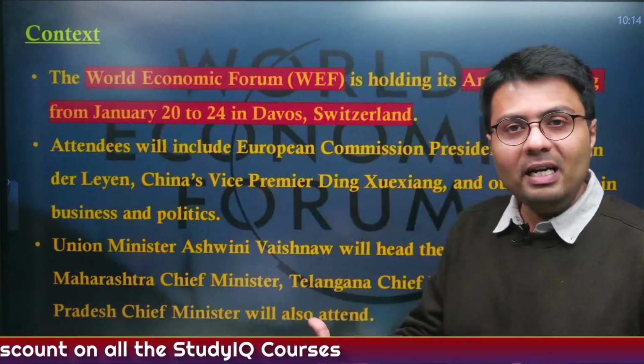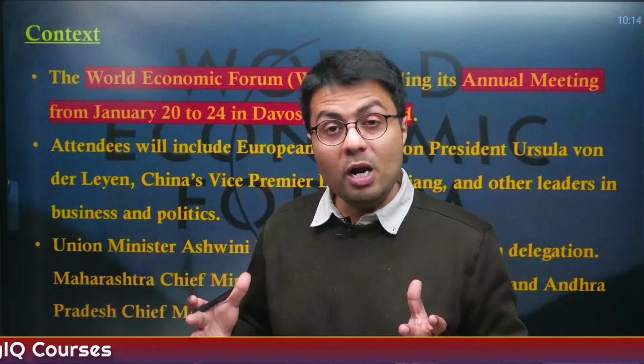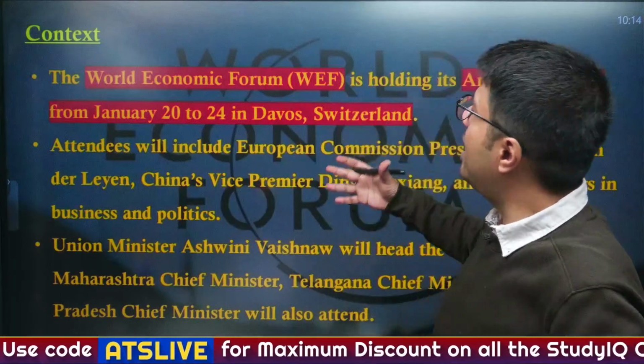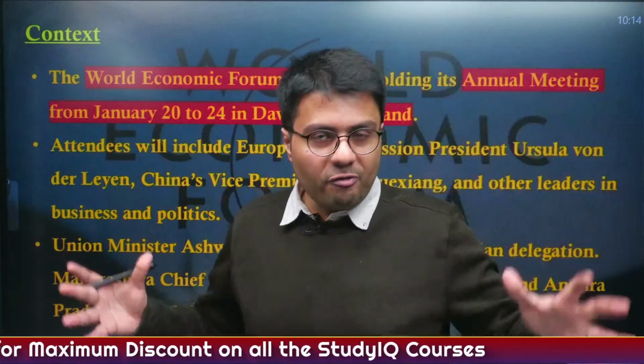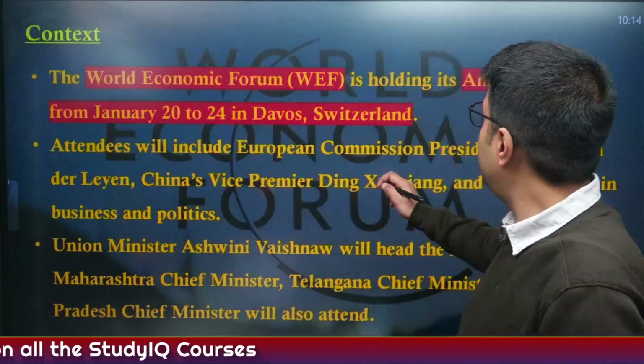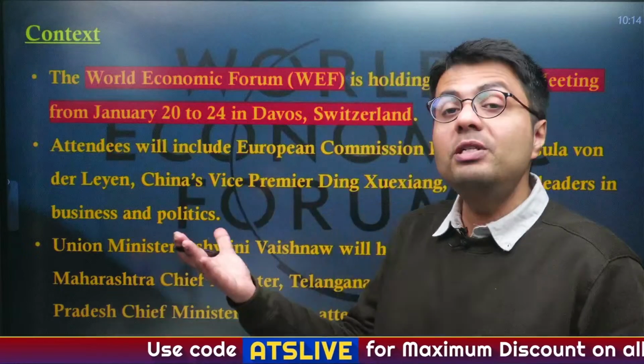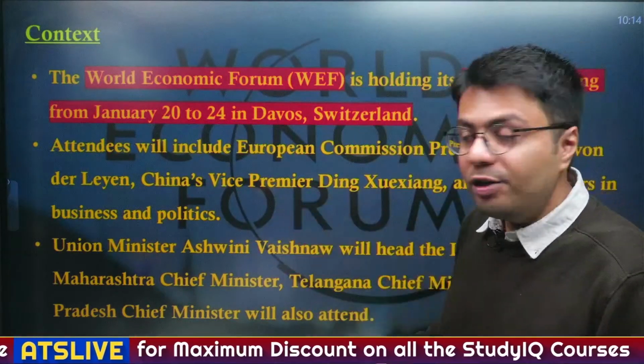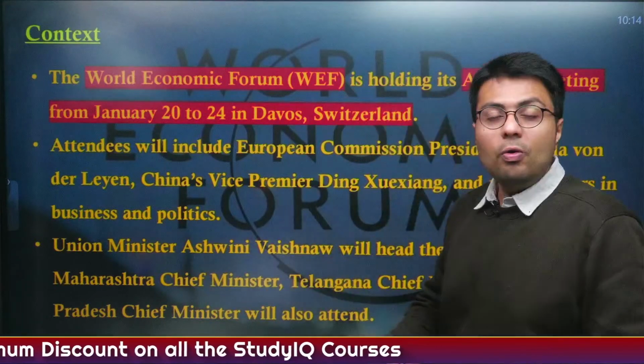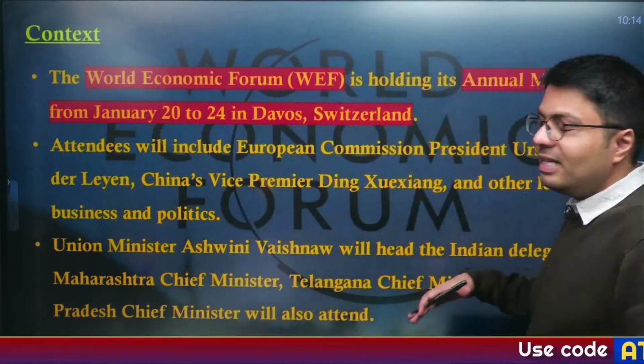As I told you already, the World Economic Forum hosts its annual meeting in a beautiful city located in Switzerland called Davos. This annual meeting this year is going to happen between 20th January, that is today, till 24th of January, and it will be attended by the who's who of the world governments, businesses, etc. For example, it will be attended by European Commission President Ursula von der Leyen, and also by the Chinese Vice Premier, in addition to other leaders from business and politics. Representing the Government of India will be Union Minister Ashwini Vaishnaw, who holds important portfolios like railways, information and broadcasting, etc. And he will be heading the Indian delegation.